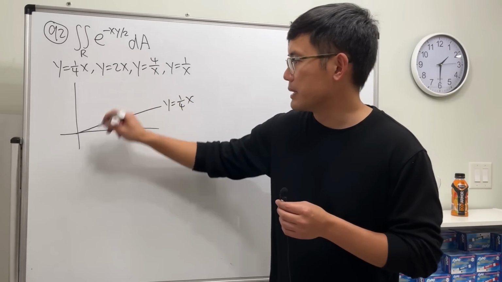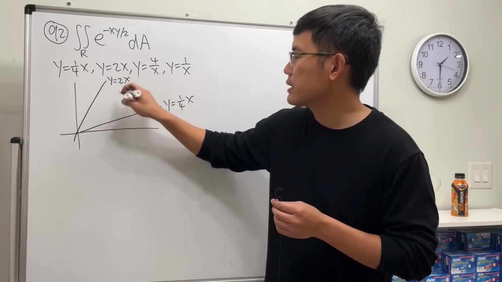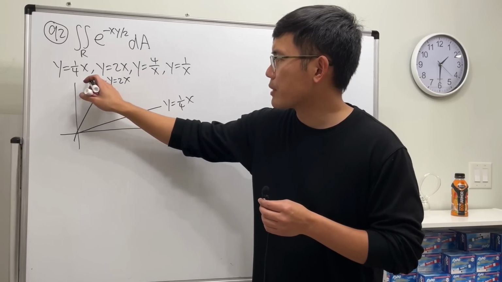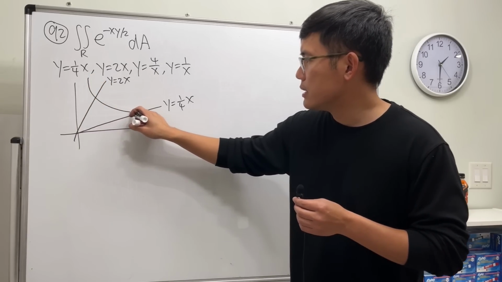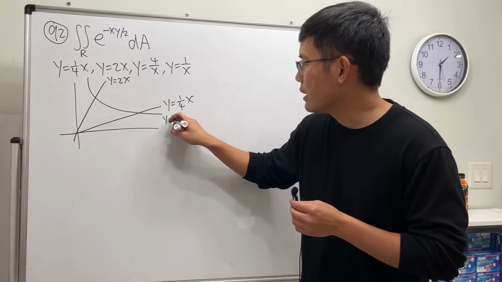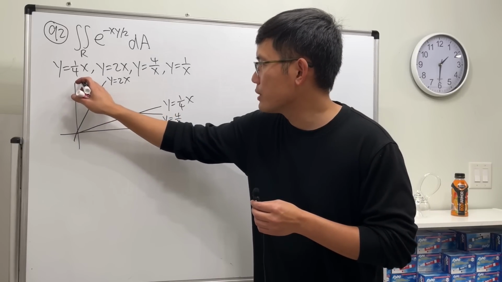Next, 2x, so the slope is higher, so it looks like this. Y equals 2x. Now, 4 over x is a higher hyperbola like this, and then 1 over x is the smaller one. Actually, let me put on y equals 4 over x, and then 1 over x. It will look like this.